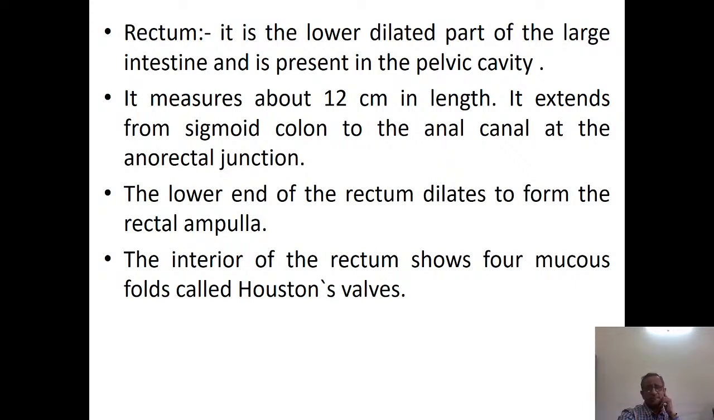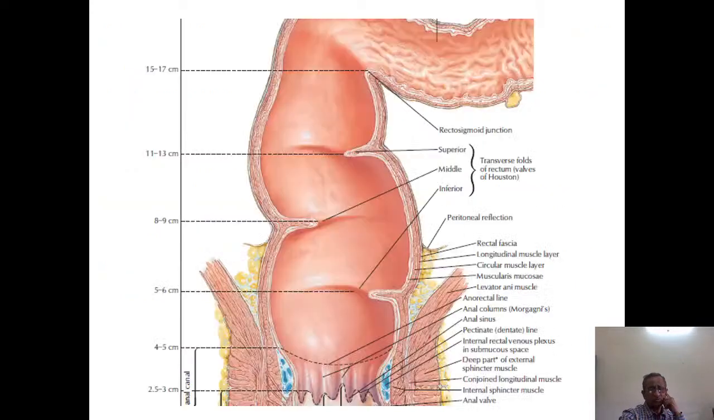The lower end of the rectum dilates to form the rectal ampulla. The interior of the rectum shows 4 mucous folds, Houston's valves. So the rectum is a dilated part of the large intestine and it is present in the pelvic cavity. It measures about 12 centimeters in length, extends from sigmoid colon to the anal canal at the anorectal junction. Then the lower end of the rectum dilates to form the rectal ampulla. The interior of the rectum shows 4 mucous folds called Houston's valves.